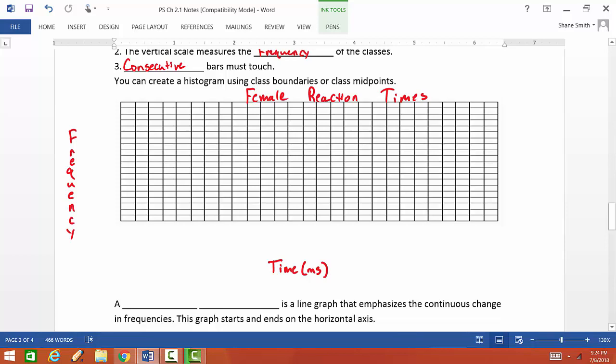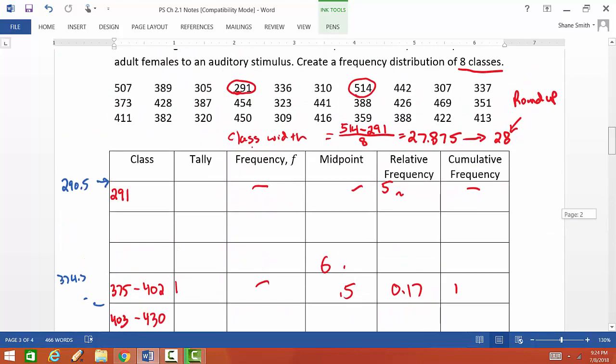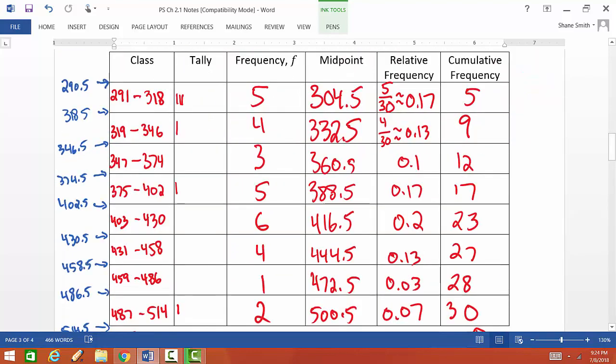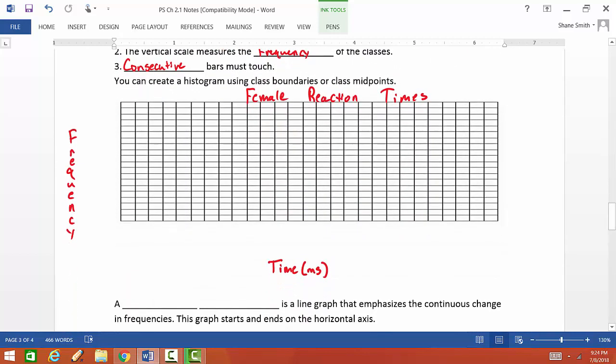Now, frequency, if we look back at our data, our highest frequency for a class is 6 and our lowest is 1. So if I just count by ones, and I want to use up as much of the scale as I can, I'm going to count by ones, but I'm going to do every other one. That way I'm using up a good amount of the scale. I could probably even do every third one if I wanted to, but you don't need to.